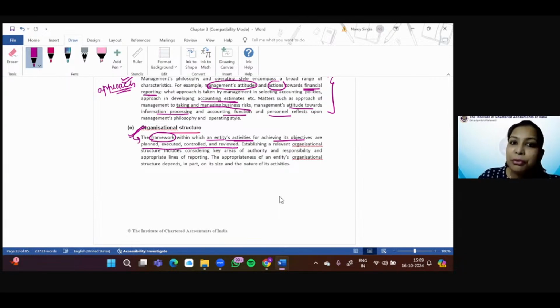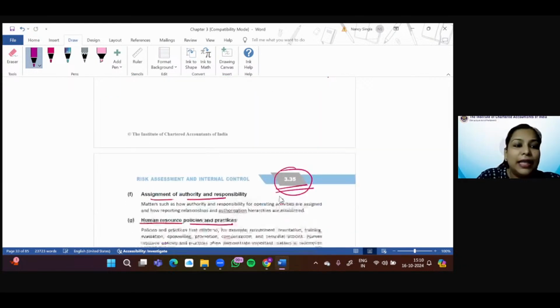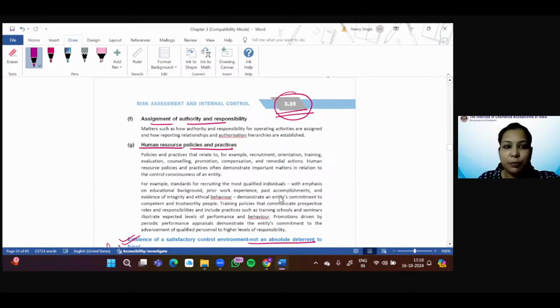Now, another important element of control environment is organization structure, which may vary according to the size and nature of the business. And basically, it includes considering key areas of authority, responsibility, and appropriate lines of reporting, right? Then again there is authority and responsibility. So how the reporting relationships and authorization hierarchies are established, right?